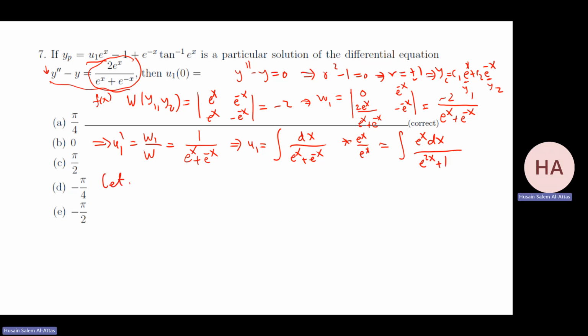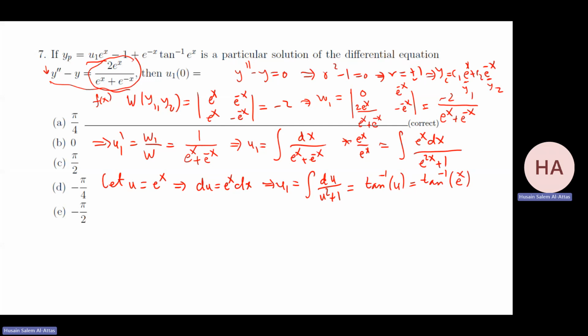Now let u equal e to the power x. du will be what? Same, e to the power x dx. So this integral, u1 will be what? du over u squared plus 1, which is tan inverse of u, which is e to the power x. This is u1.